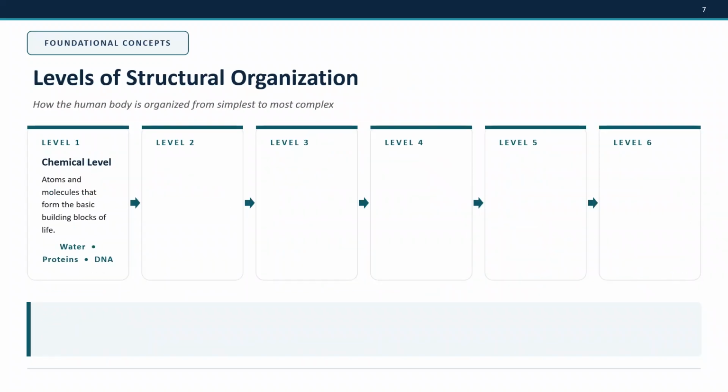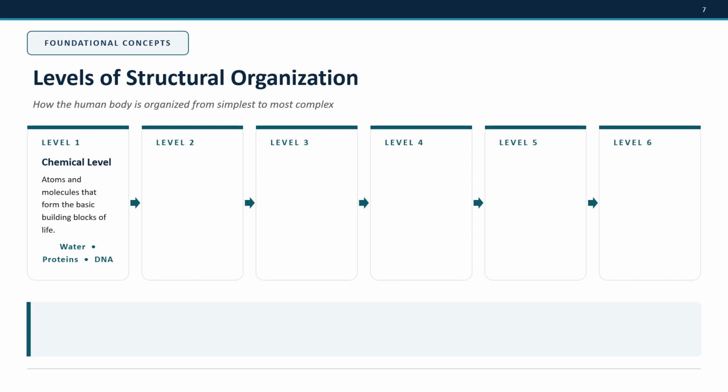All right, so now we're going to talk about the levels of structural organization. This is very important for you to know, and they will test it on the Part I board exam. So this is really how the human body is organized from its simplest to its most complex. At its simplest, we have the chemical level. These are the atoms and molecules that actually form the basic building blocks of life.